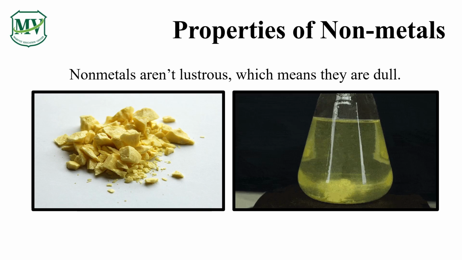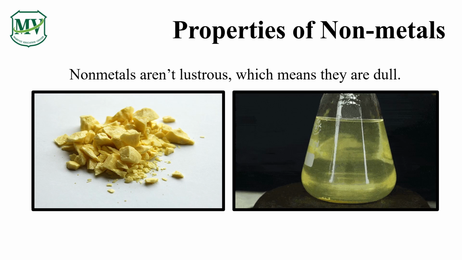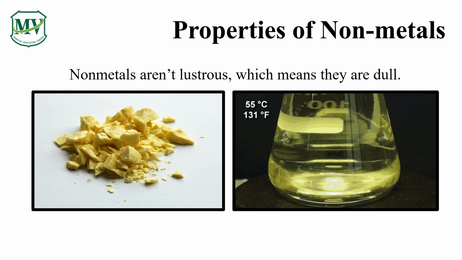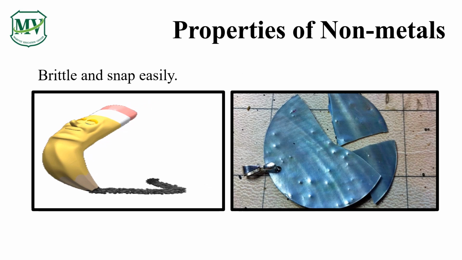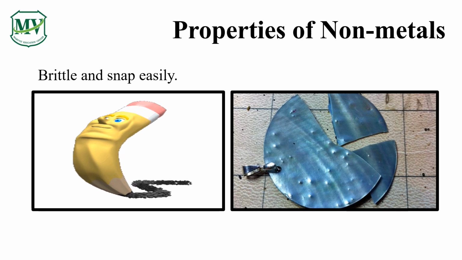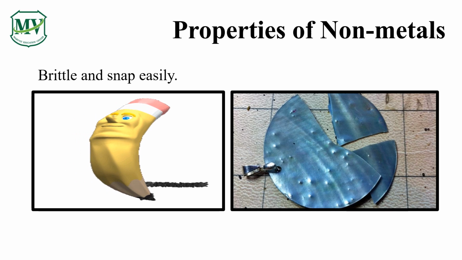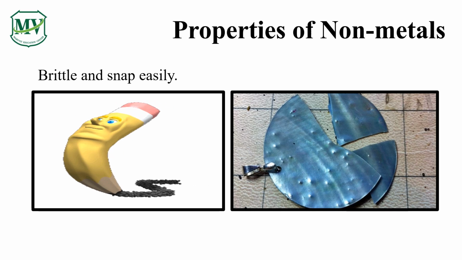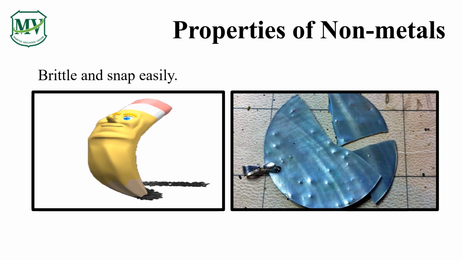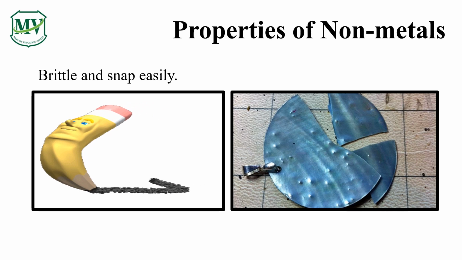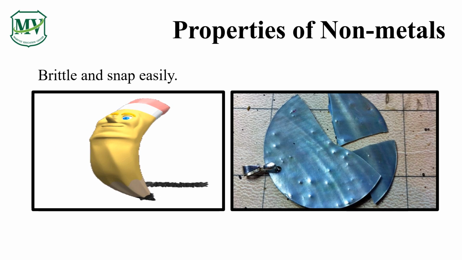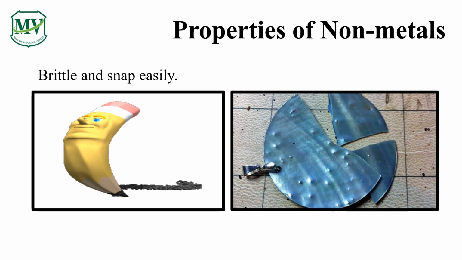Sulfur is usually a dull, yellow powder. It does not conduct electricity or heat well, and large crystals of sulfur break easily when they are dropped. Sulfur is a nonmetal. Do you know what the pencil is made of? Terrific! Pencil lead is made from graphite, which is a form of carbon, a nonmetal. Why does pencil lead break easily? Right! Pencil lead breaks easily because it is brittle.